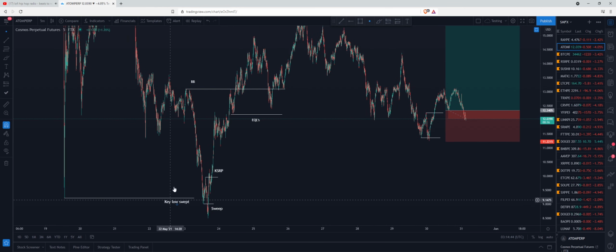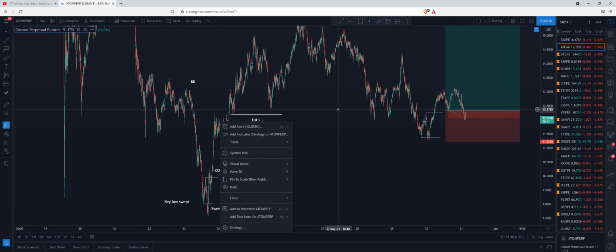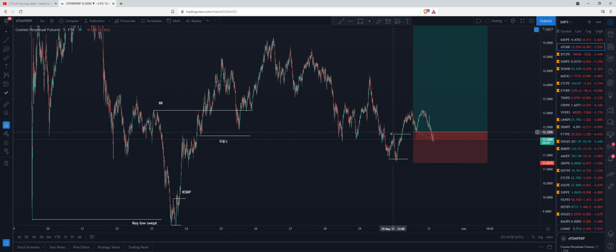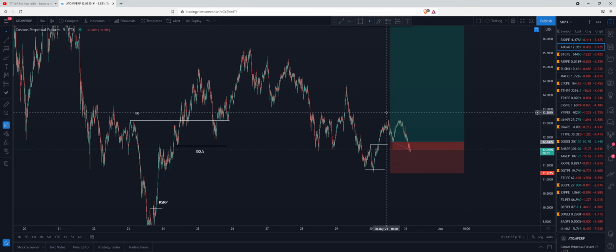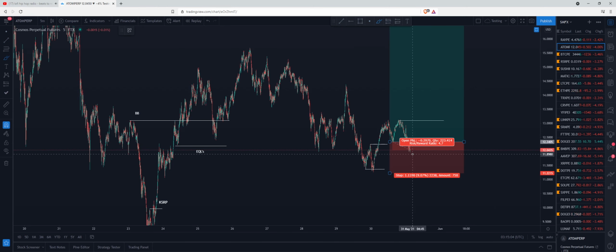So here we have a key low swept, a broken base is formed here, the KSRP, equal lows again, and then we formed the pattern here. So although I'm not feeling very confident in this, I'm still in a position. We would need to break some structure for me to regain confidence. So breaking above this high would be a good sign, preferably from where we are now actually. So something like this.